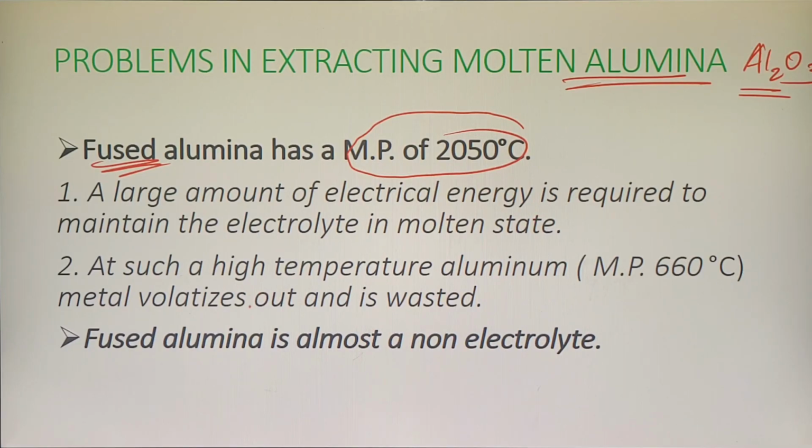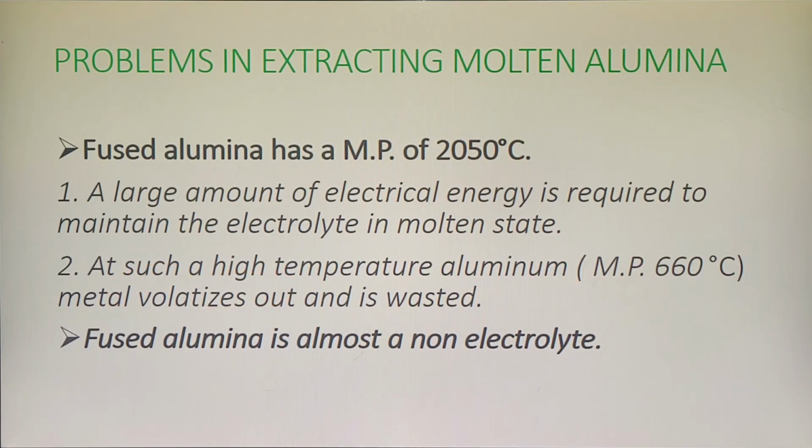The second problem that they were facing was, to melt alumina, I require 2050 degrees Celsius. But at such high temperature, my aluminium was volatilizing out. My aluminium was vaporizing out, and even before I could start with the electrolysis, my aluminium was going out in the vapor form. Okay, so this was the first difficulty that the scientists were facing. I hope that is clear to you. So what was the first difficulty that they were facing, children?